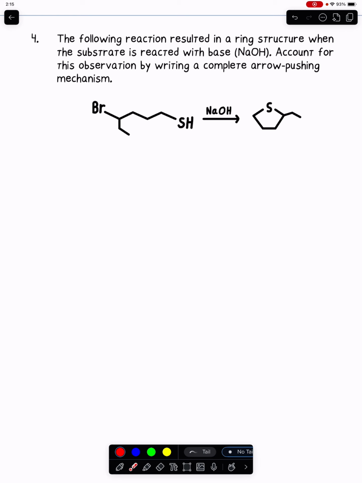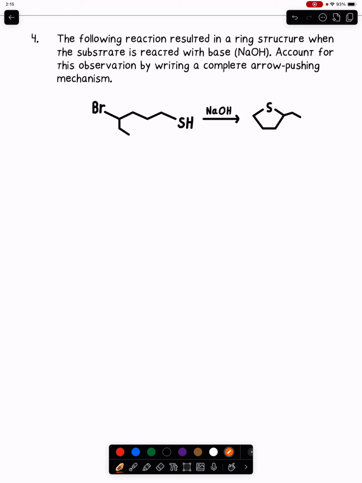You have to provide a logical flow of how electrons moved and bonds formed and broke, how all of that occurred to turn into that structure. All right, so we can clearly see that we're going to form a ring here, and that ring is going to have a sulfur in it. So at some point, this sulfur is going to act as a nucleophile, and it's going to kick something out and form a ring.